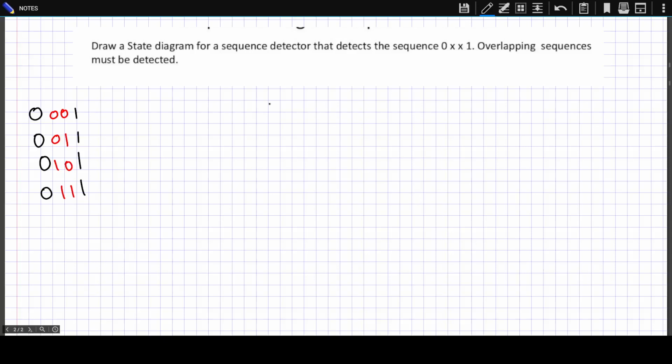This is a question where we need to make a finite state machine (FSM) for detecting a particular sequence. Here the sequence is 0 and we don't care what we get, either a 0 or 1. We can get either a 0 or 1 and it should end with 1. So we have 4 sequences that the FSM needs to detect. These are the possibilities. Okay.